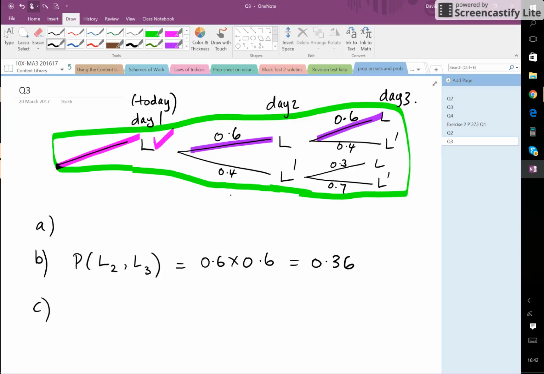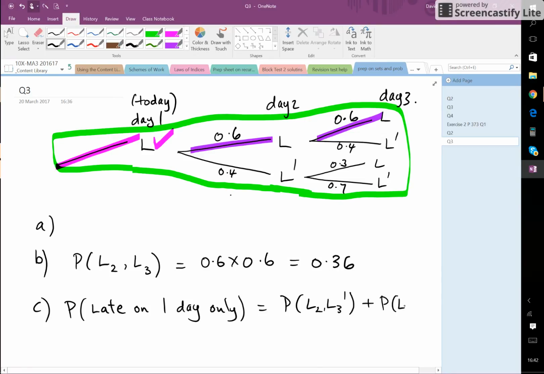And C, find the probability that the bus will be late on one of the days, but not late on the other day. So the probability of late on one day only. Well, we can either be late on day 2 and not late on day 3, or we can be not late on day 2, but late on day 3. Okay, so what's the probability of being late on day 2 and not late on day 3? So this situation is we're late on day 2 times not late on day 3. So that's 0.6 times 0.4.